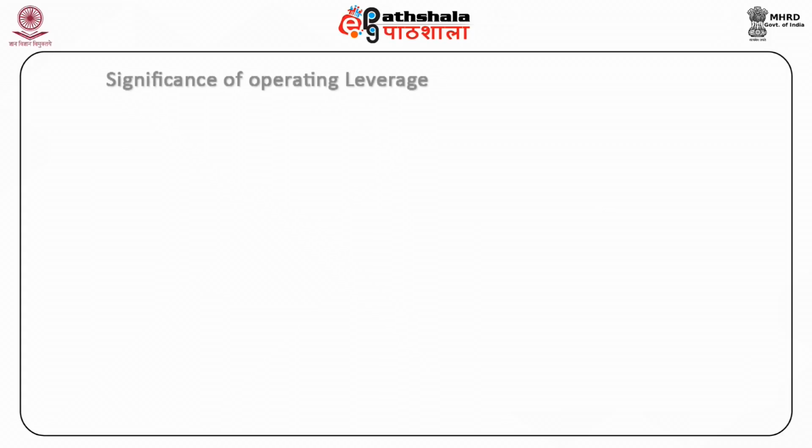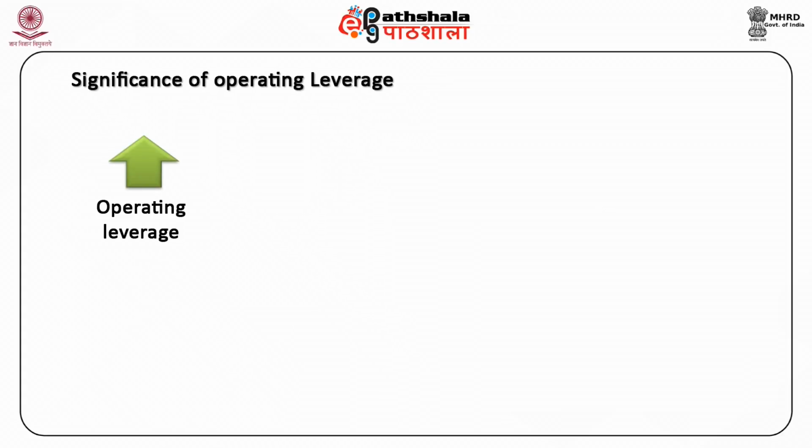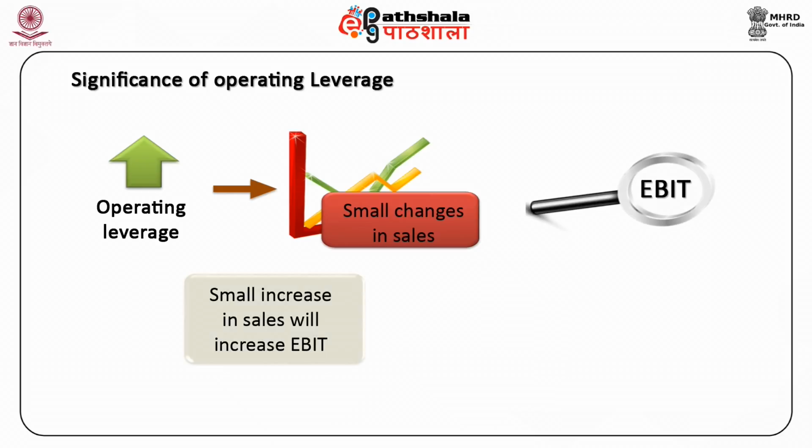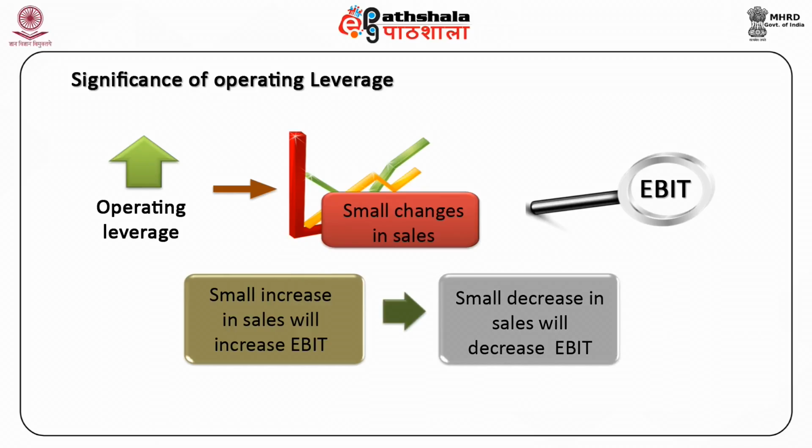For a firm having higher degree of operating leverage, even a small change in sales level will have a magnified effect on EBIT. A small increase in sales will significantly increase the operating profit, and a small decrease in sales will significantly decrease the operating profits. Therefore, the firm should always try to avoid operating under high degree of operating leverage, as a high DOL condition is a high risk situation.